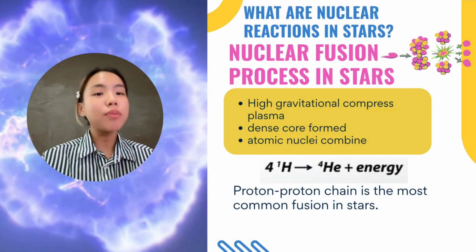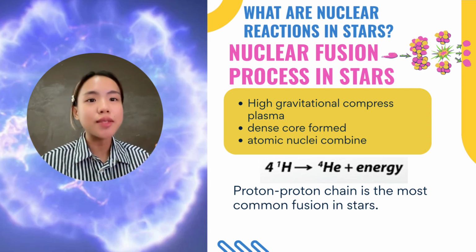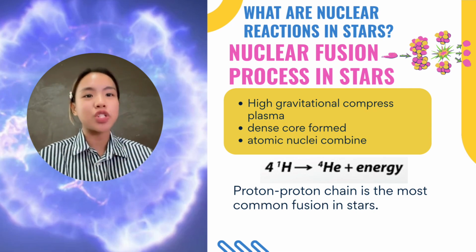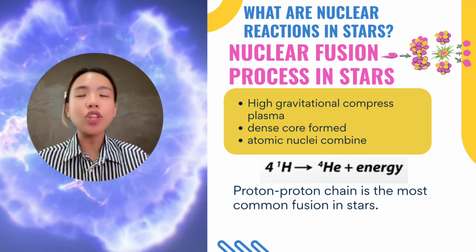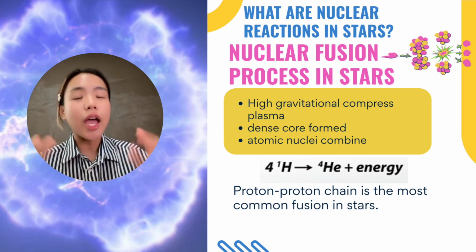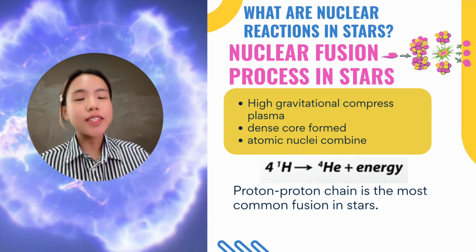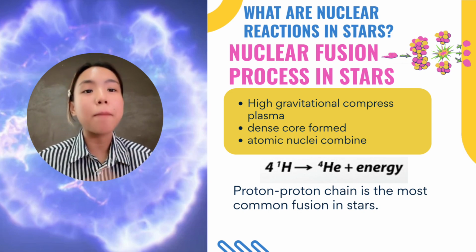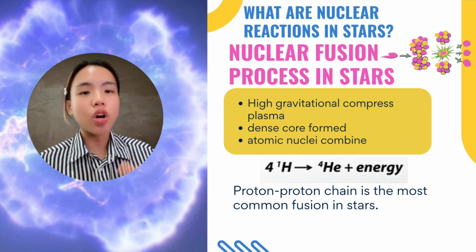Hello everyone, I am Nur Natasha, and did you know the nuclear fusion process in stars happens when plasma is compressed by high gravitational force? This leads to the forming of a very dense core, and then atomic nuclei are forced together, and within this condition, nuclear fusion is able to occur, in which hydrogen is converted to helium and a massive amount of energy is produced. Proton to proton chain is the most common fusion in stars.